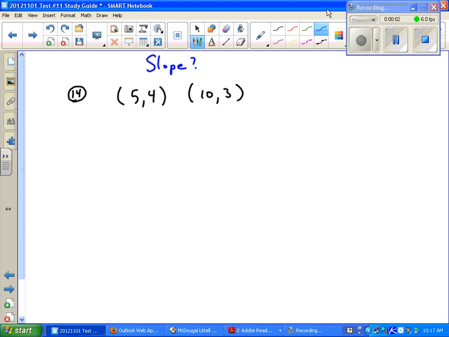Okay, this is test number 11 from sections 1-1 all the way through 4-4, part number 2, picking up with number 14. We're finding the slope of these 2 points, (5, 4) and (10, 3). You want to use your slope formula. M equals the change of y, so y sub 2 minus y sub 1 over your change of x, x sub 2 minus x sub 1.